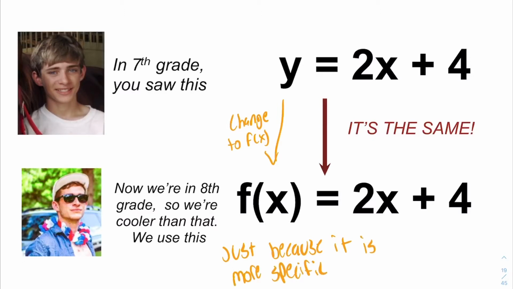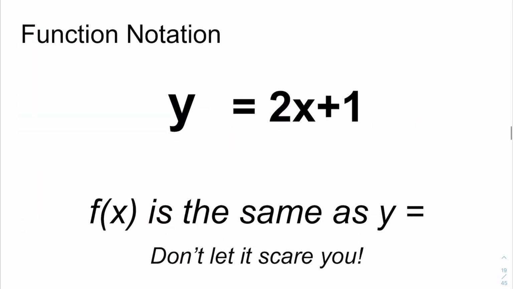Just because it's more specific. This way we can put multiple lines on one graph without thinking they're all the same line. If all you put was y's, then you wouldn't be able to tell one y from the other y. F of x is the same thing, so we could write this as f of x equals 2x plus 1.